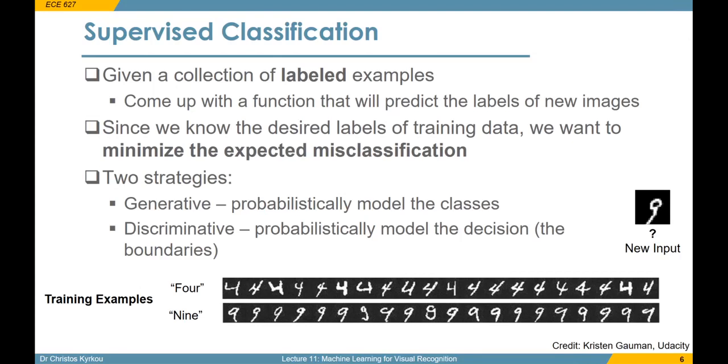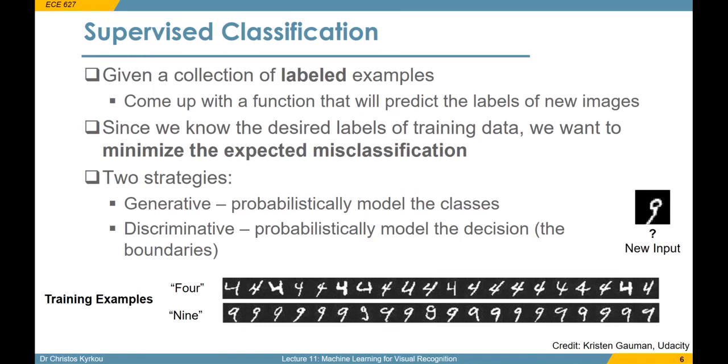There are two strategies to do that. The first one is called generative. In this paradigm, what we do is we first model the probability of each class. So for example, here, if we have the number 4 and number 9, we make a model for what is number 4, and we make a model for what is number 9. And then when we have a new input coming in, we just try to find which of the two models describes that particular input better.